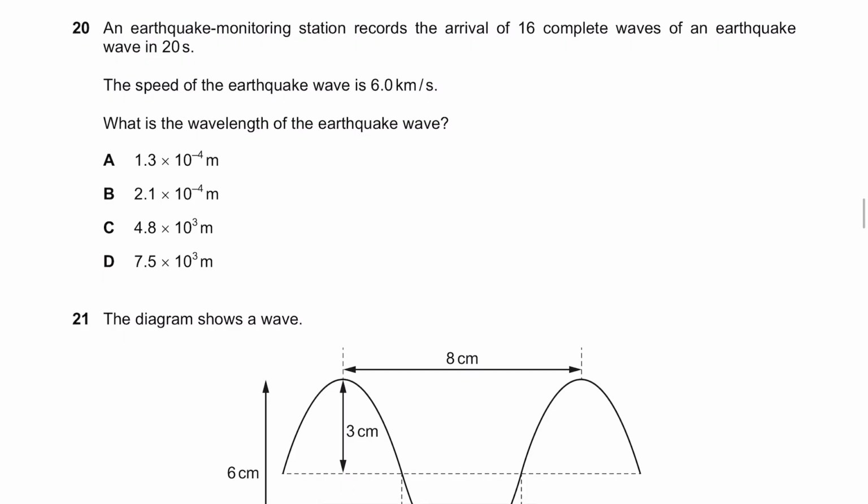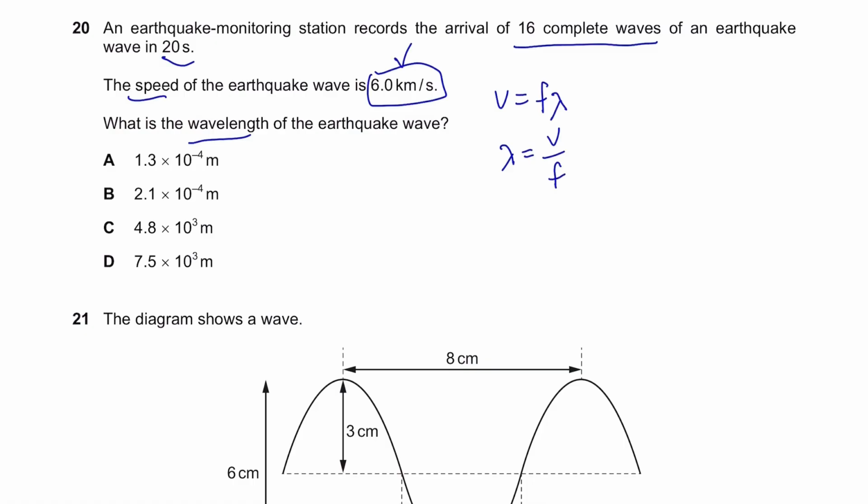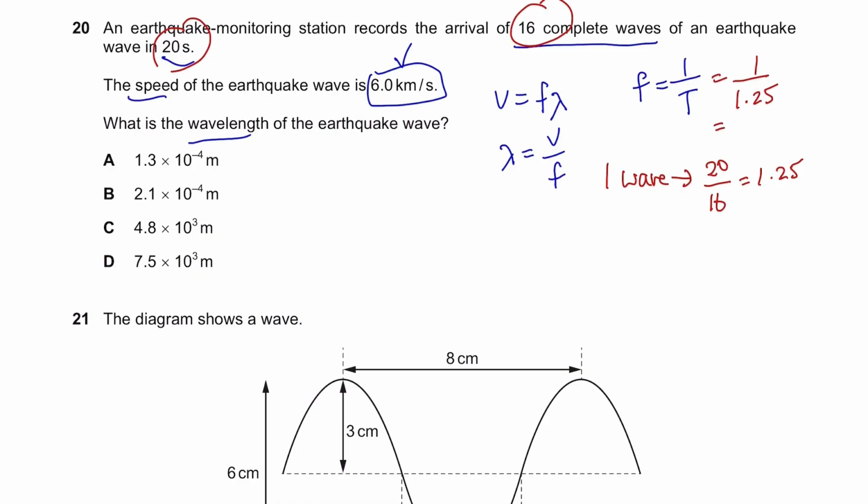Question 20. An earthquake monitoring station records the arrival of 16 complete waves of an earthquake wave in 20 seconds. The speed of the earthquake wave is 6 kilometers per second. What is the wavelength of the earthquake wave? We have speed, wavelength, and the time given for 16 waves. Then we use this formula, velocity equals frequency times wavelength. Since we need to find the wavelength, wavelength equals velocity divided by frequency. Velocity is given here, but for frequency, we need to calculate that. Frequency equals 1 divided by the period, which is the time taken for one complete wave. But we only have the time for 16 complete waves, so for one complete wave, there will be 20 divided by 16, which is 1.25, and frequency will be 1 over 1.25, which is 0.8.